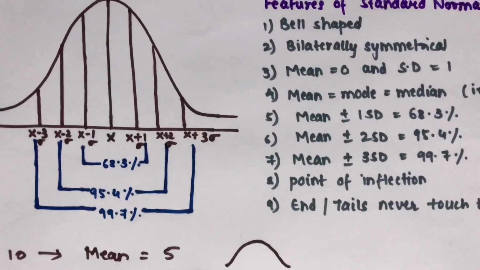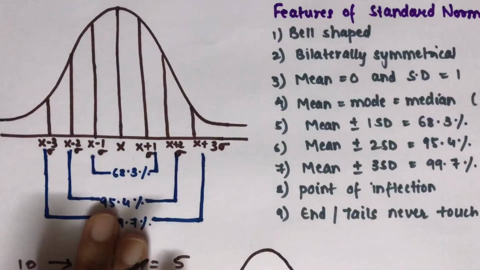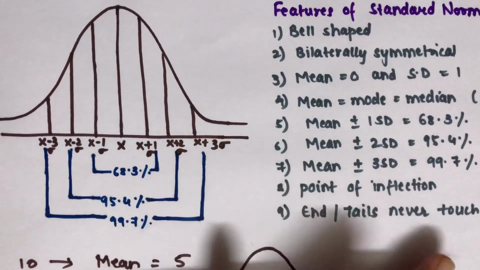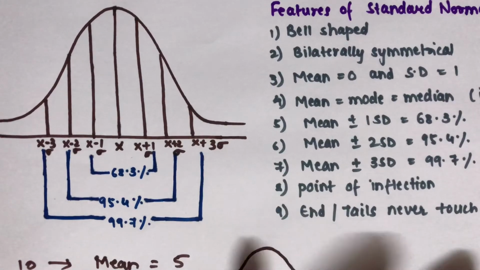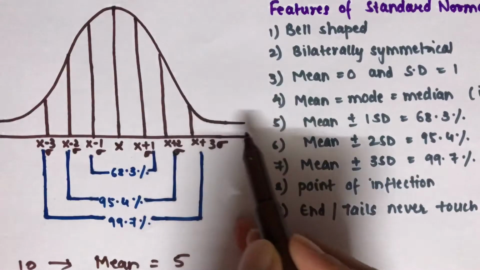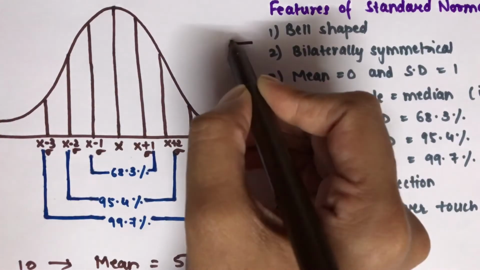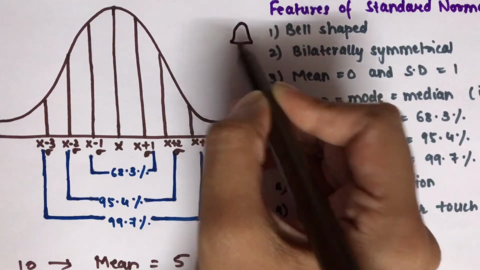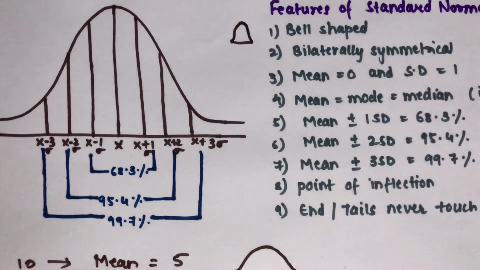This is how the normal curve looks. Now what are the features of the curve? The first feature is that it is a bell-shaped curve. You can see the shape of this curve is like a bell, and because of that it is known as a bell-shaped curve.